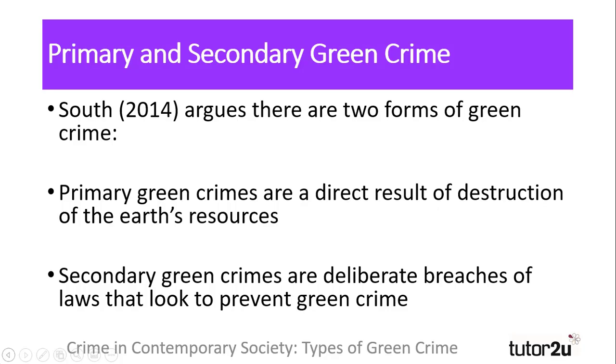One such sociologist involved in green criminology is Professor Nigel South, who argues there are two distinct forms of green crime: primary and secondary green crimes. Primary green crimes are committed as a direct result of the destruction of the environment or degradation of the Earth's resources, and we'll look at some examples of these shortly. Secondary green crimes focus more on the deliberate breaches of laws that look to protect the environment, such as the role of government and eco-mafias that look to profit from circumventing environmental laws. But first we'll look at some examples of primary green crimes.